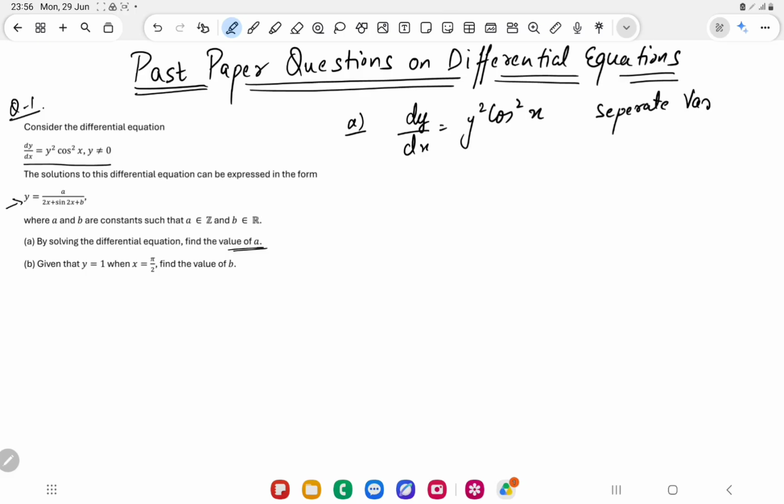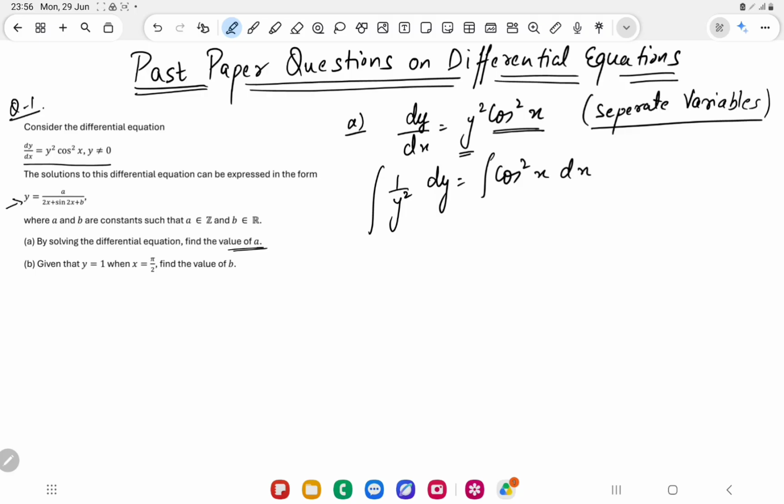variable separable form. So we will first separate the variables. This is a function in y, this is a function in x. So what I can write is 1 upon y squared dy equals cos squared x dx. Now we can integrate, and we can attempt to use the cos squared identity because we cannot directly integrate this.